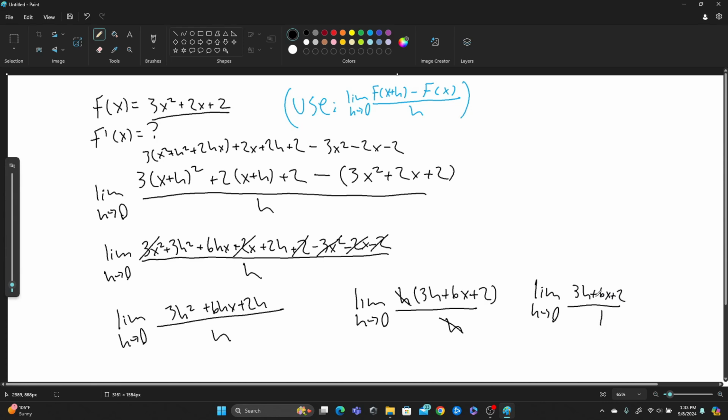That's not right. Yes, it is right. And then we're going to plug in 0 for h. So we're going to have 3 times 0 is 0, plus 6x plus 2 over 1, right? So that's equal to 6x plus 2. So that's our final answer. f prime of x is equal to 6x plus 2.